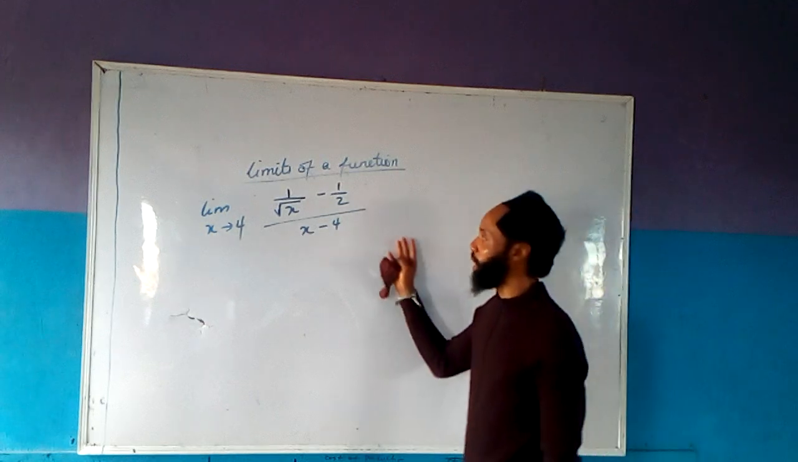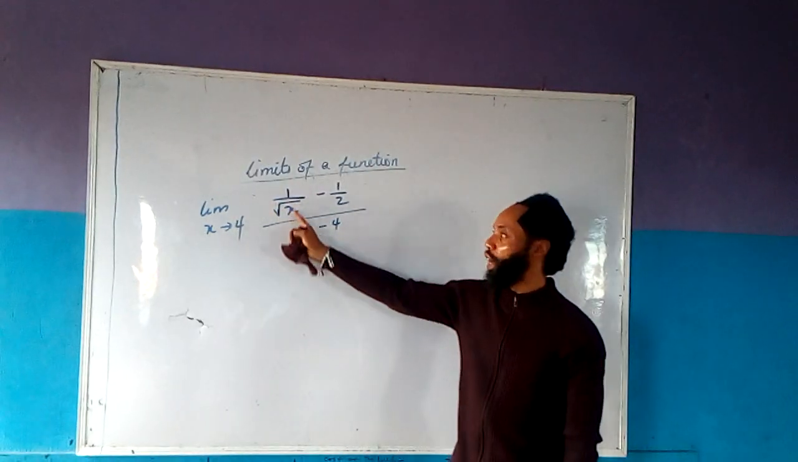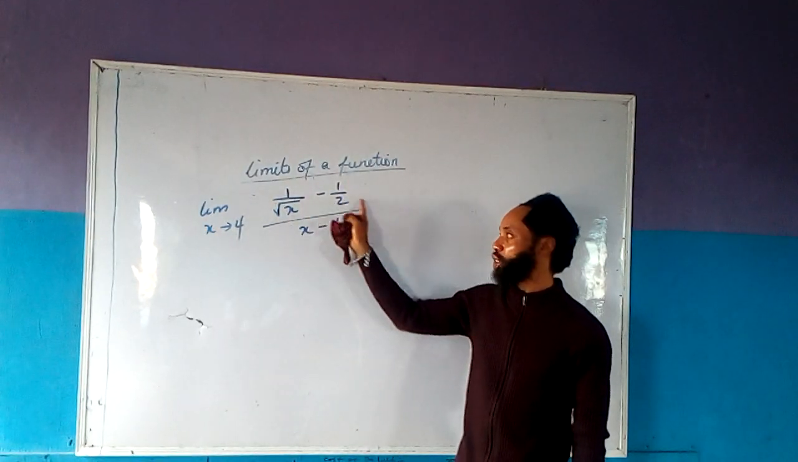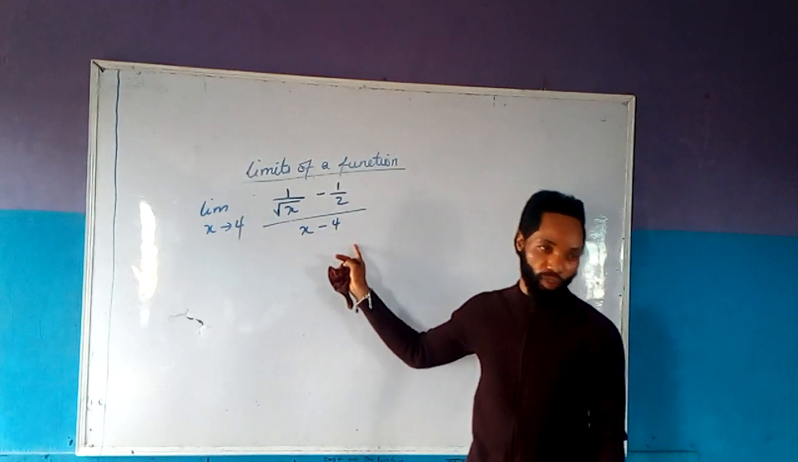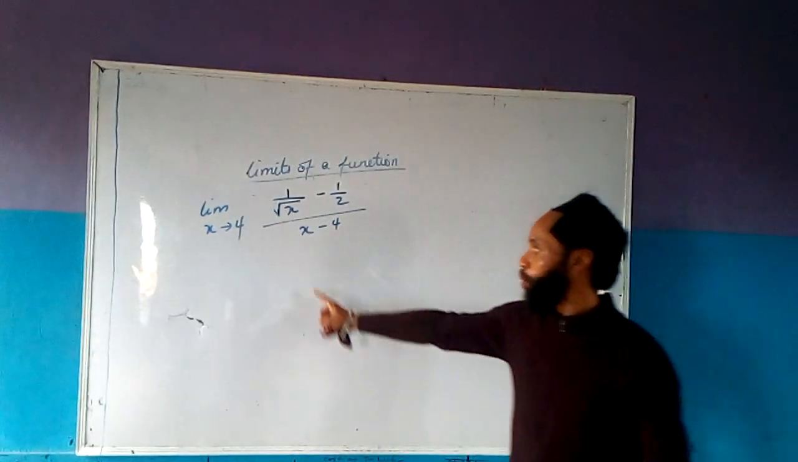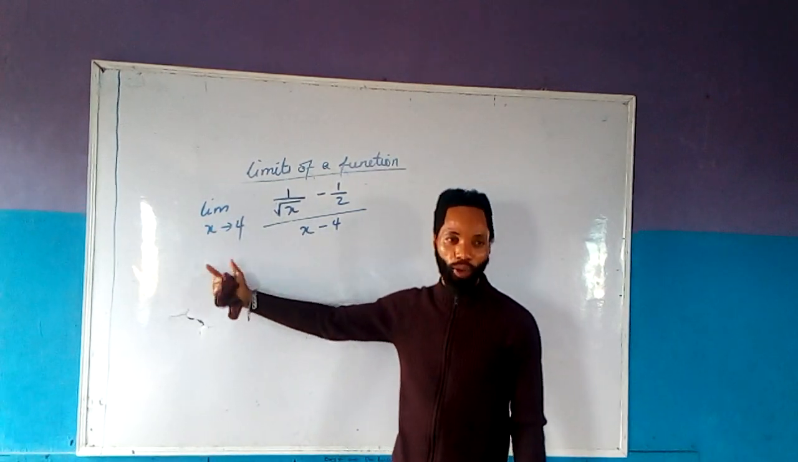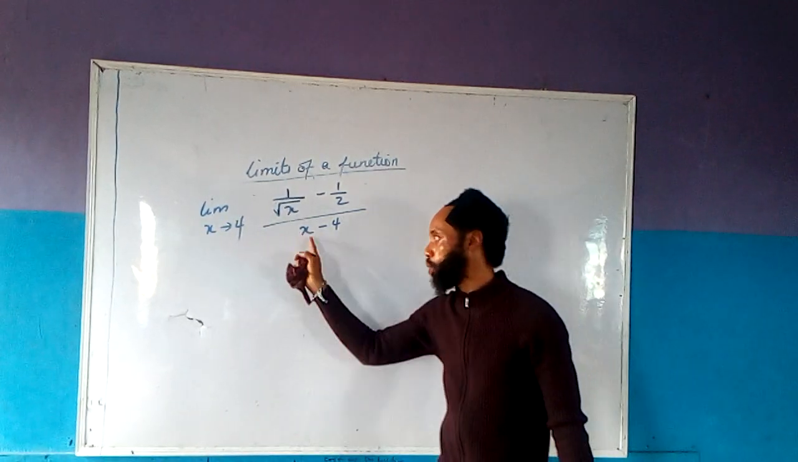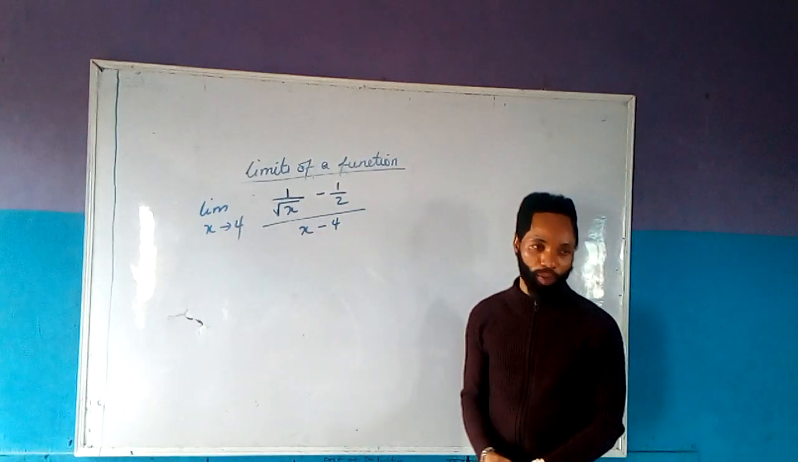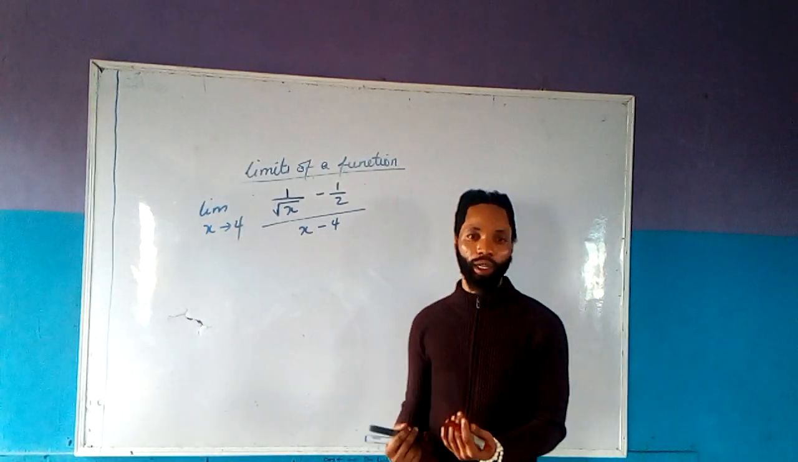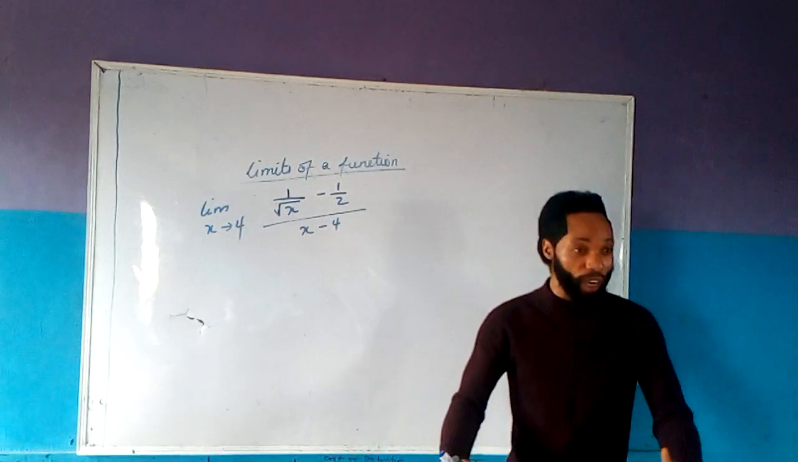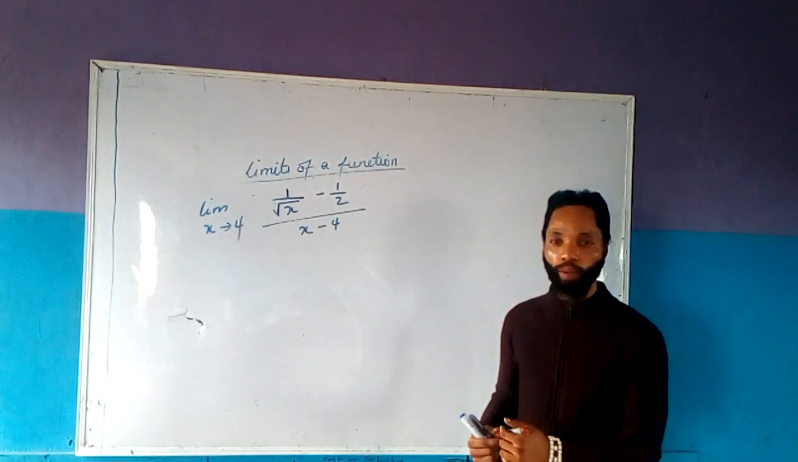Okay, we have yet another question here. 1 over root x minus 1 over 2, all over x minus 4. For this function, they are asked to find the limit as x approaches 4. The same thing, we cannot simply set x equals 4. We get an undefined expression. So what do we do? We bring it to a case where we can factor out. Then we can solve for our 4.